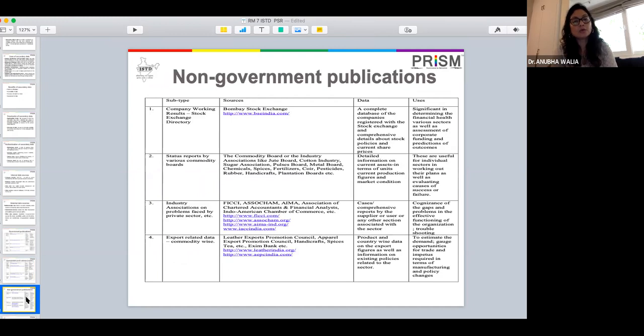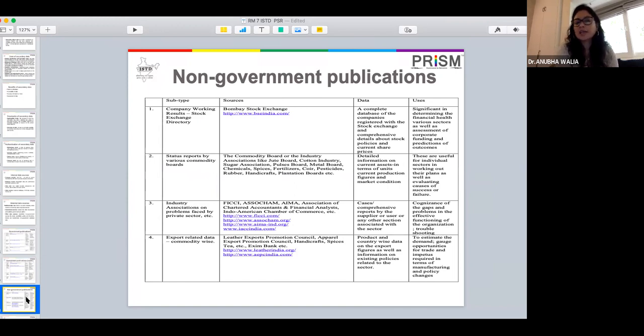Then there are non-government publications. A lot of people use the stock exchange directory, Bombay Stock Exchange is there, the status reports by the various commodity boards, so you will see the spices, chemicals, sugar, pesticides, handicrafts, plantation boards, they keep taking out all such reports. Then there are various associations, they do a lot of industrial research and they take out a lot of data points.